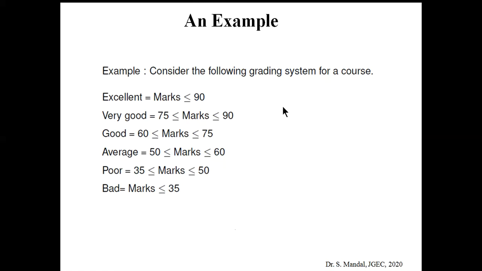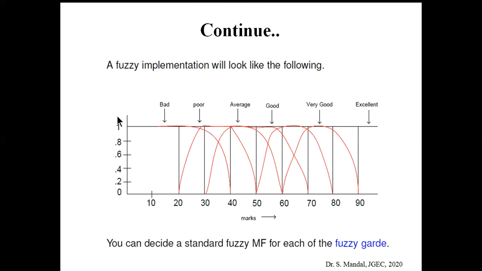Now coming to an example. Consider the following grading system for a course. Marks, if greater than or equal to 90, you will consider excellent. Okay, very good: if 75 is less than or equal to marks and marks are less than or equal to 90, that is very good, and then good, average, poor, bad. So you can say that these are linguistic variables, where there is a lot of fuzziness. Okay, so if you want to express all these variables using fuzzy logic, we can use membership functions like this.